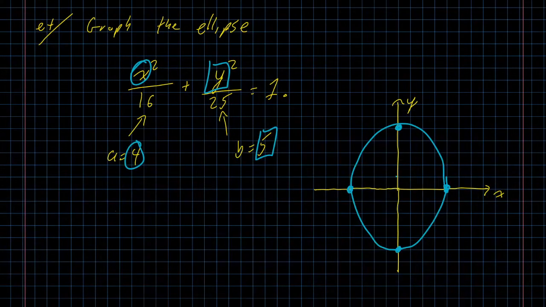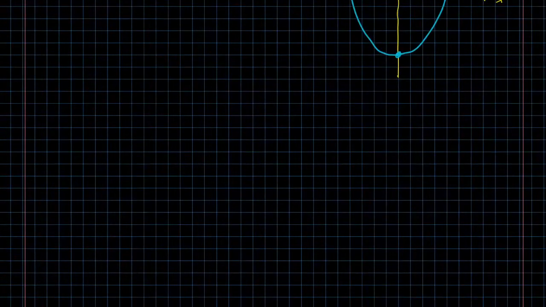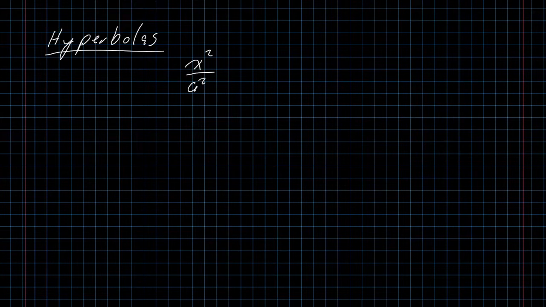All right, let's go back over to our notes and take a look at the one last kind of graph that I said we needed to talk about. And those are hyperbolas. There are, in fact, two different hyperbolas. And the hyperbola simply takes the ellipse and makes one of the terms negative.